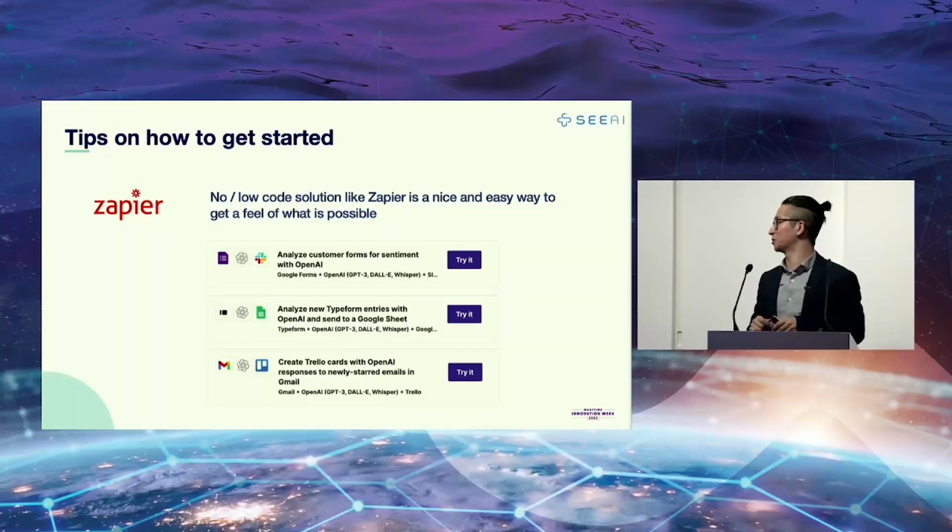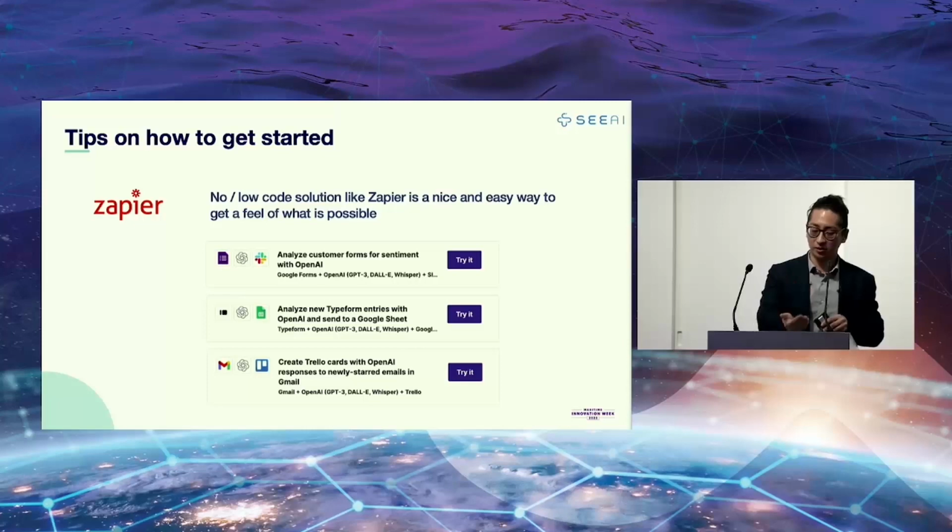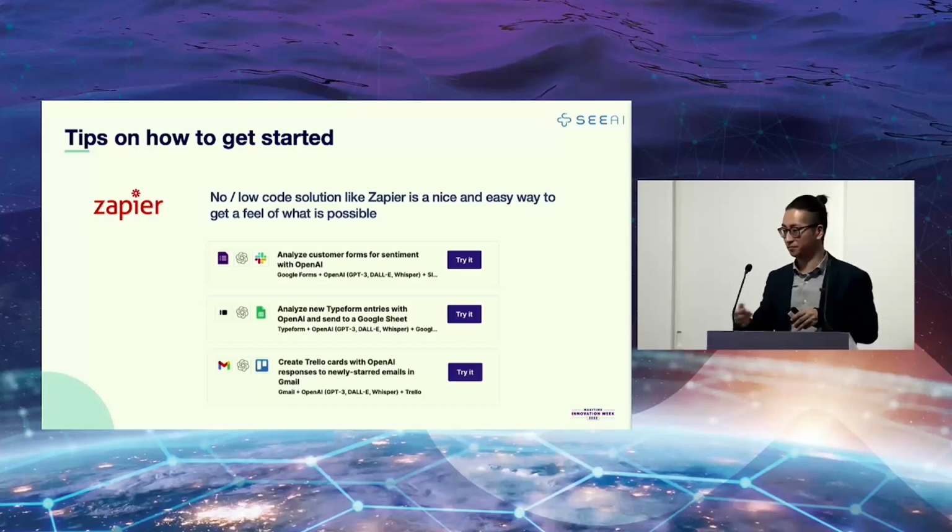Or you can do things like, whenever you receive a customer form, have OpenAI read it and tag it as positive or negative. So you can connect whatever data source your company uses, have OpenAI or ChatGPT read it, and then output it in a way that makes sense for your business. This is a really nice way to get a feel for what is possible.